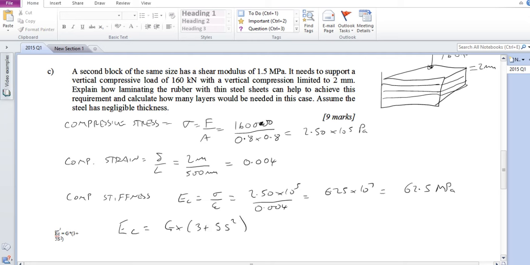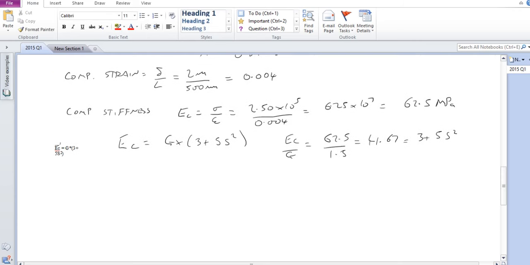So that will mean that compressive modulus divided by G, which we know is 62.5 megapascals divided by 1.5 megapascals, which is equal to 41.67, is equal to 3 plus 5S squared. From that then we can work out what S must be, and if we rearrange that a little bit and work out S, it comes to 2.78.